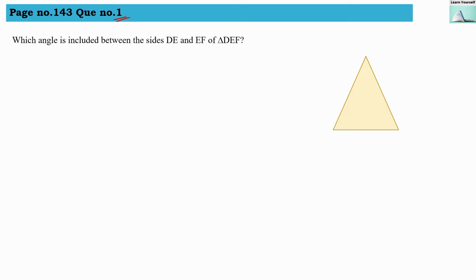Which angle is included between the side DE and EF of triangle DEF? So this is our triangle DEF. The best way to solve examples based on triangles and geometry is always to draw a rough triangle, confirm the side, angle and the property of a triangle, and then write an answer.